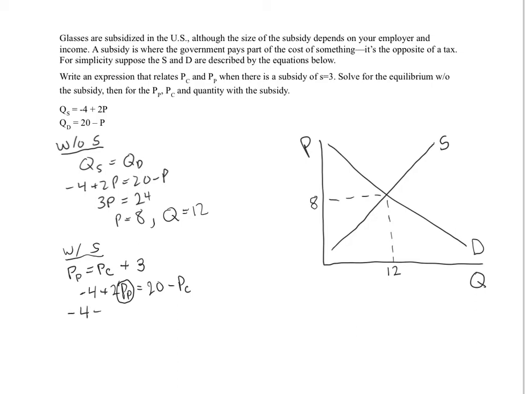So negative 4 plus 2, parentheses, PC plus 3, equals 20 minus PC. We'll collect all the PCs on one side, we get 3 PC. Collect all the other terms on the other side, we get 20 plus 4 minus 6.